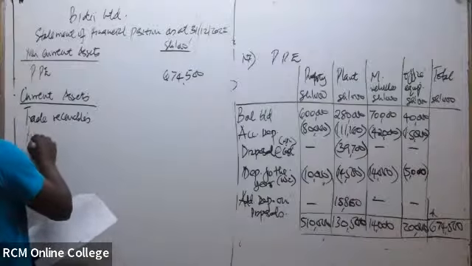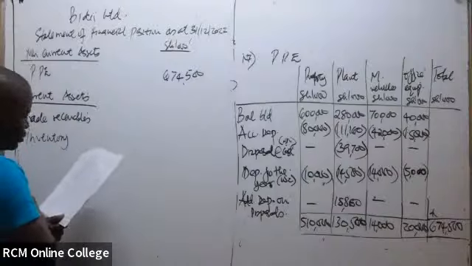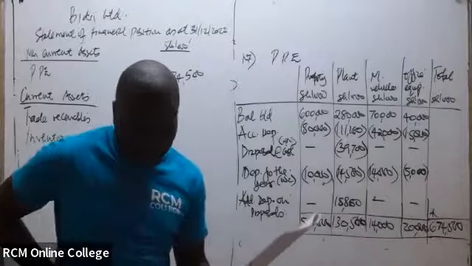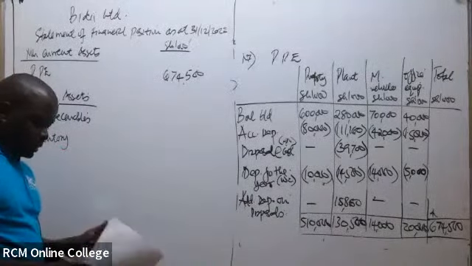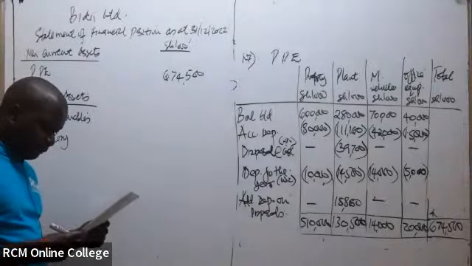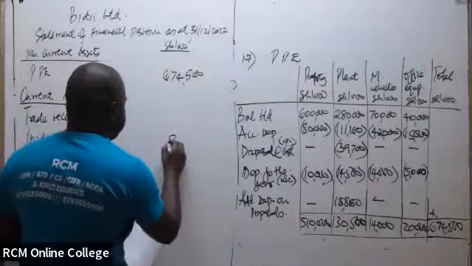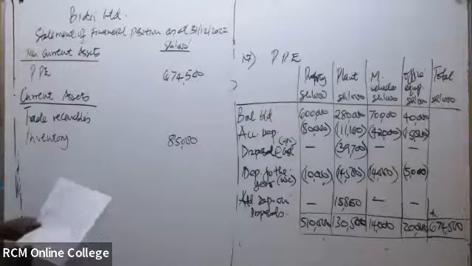We have also inventory. Inventory in this case, you've been given in additional information number 5. So inventory in this case is 85 million. So what do you think we'll do with this?